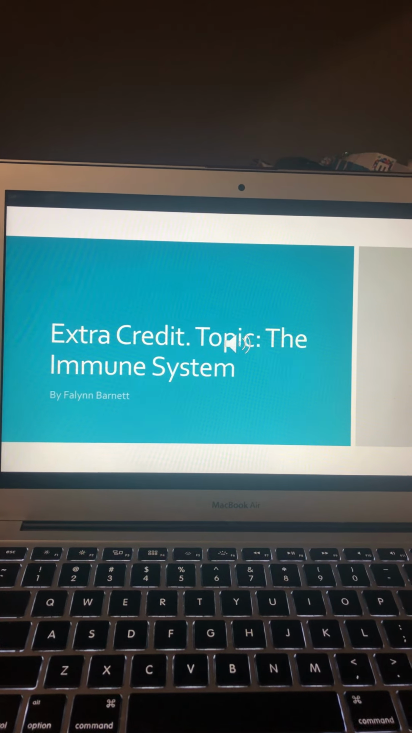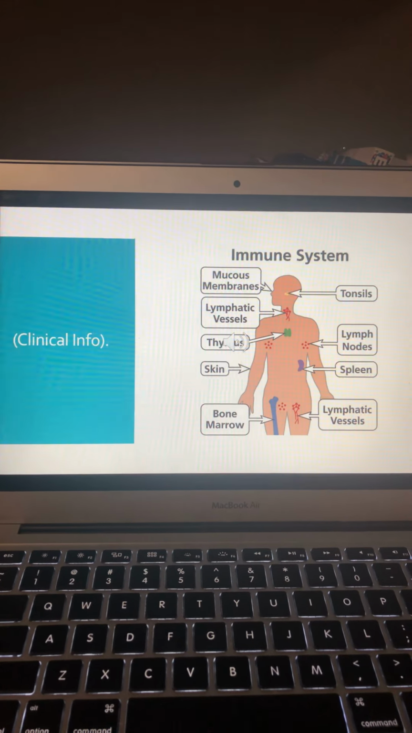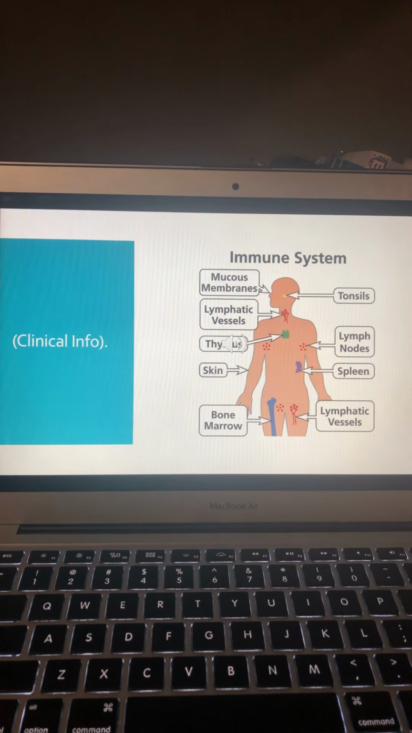This is my extra credit on the topic of the immune system. This image represents the immune system and all the different parts of the body that it's included in.